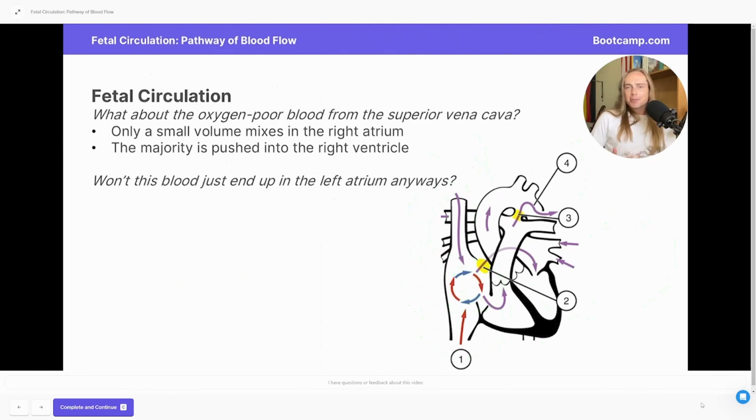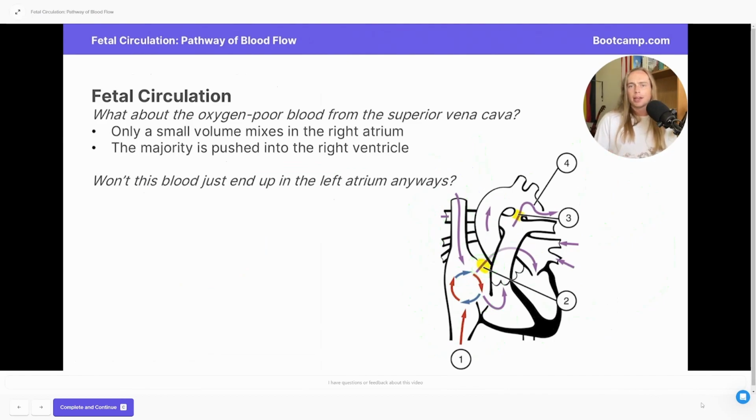Oddly enough, only a small amount of mixing takes place, and the majority of the blood from the superior vena cava doesn't pass through the foramen ovale. The majority of the blood from the superior vena cava is going to enter the right atrium, where it's going to then be ejected into the right ventricle. In other words, only a very small amount of blood from the superior vena cava is going to be allowed to pass through our foramen ovale into the left atrium.